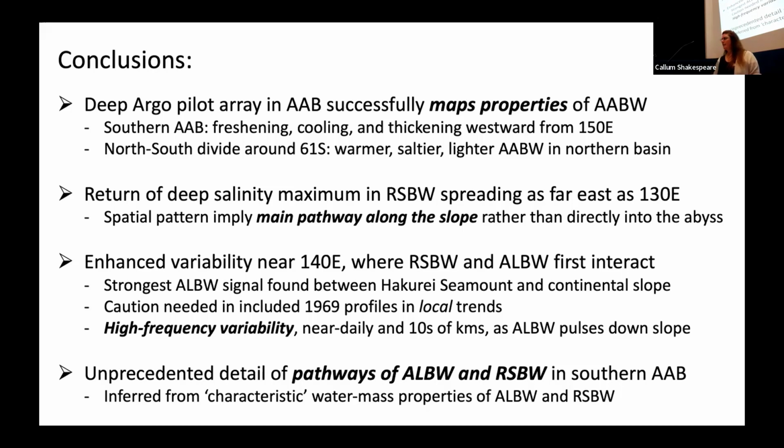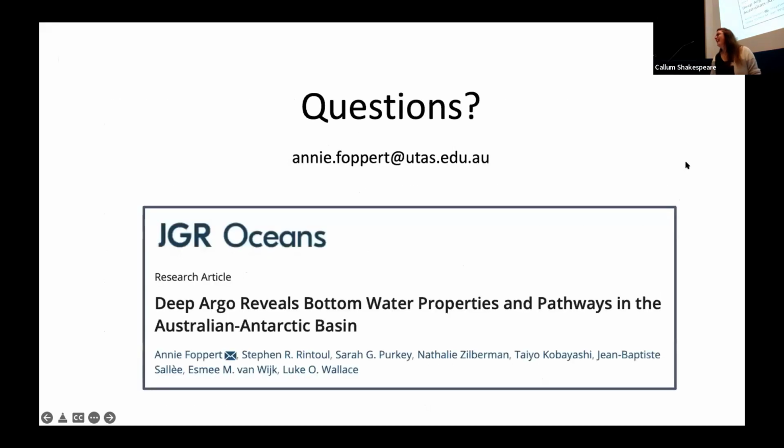And that is from 2.5 years of the data, and the array still exists, and it has been reseeded with a few more floats. So there's another almost 2 years of data existing now, and we'll be able to look at things like seasonality and stuff like that. So I think it's a great data set, and I hope you learned something from it. Yeah, and there's lots of information in that paper.